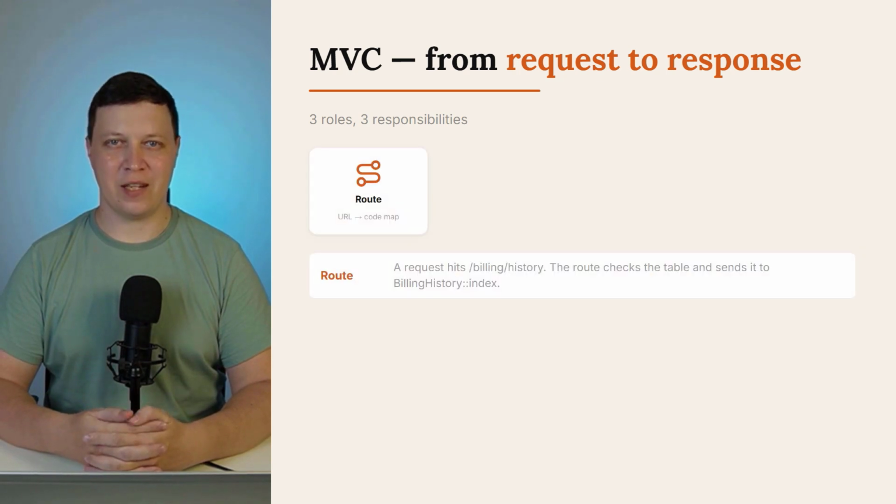Say a user opens a page showing their payment history. It starts with the router. Think of it as a lookup table, mapping URLs to code. A request comes in for billing history. The router checks the list and says, this address is handled by the billing history controller index method.